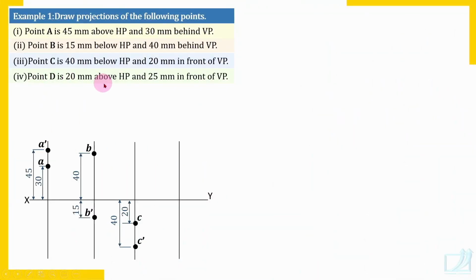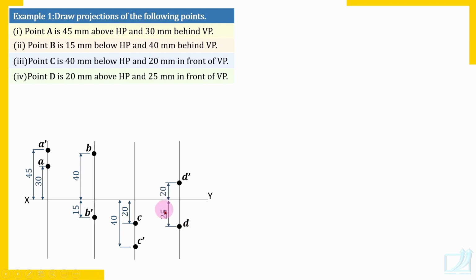Now check point D is 20 millimeters above HP. Above HP means above XY line. Above HP, above, so measure that distance above XY line. And it is distance from HP, and front view gives distance from HP. So label it with dash. Point D is 20 millimeters above HP and 25 millimeters in front of VP. So measure 25 millimeters in front of XY line.